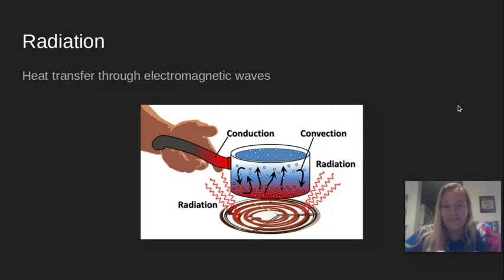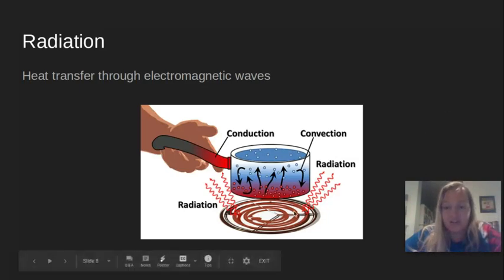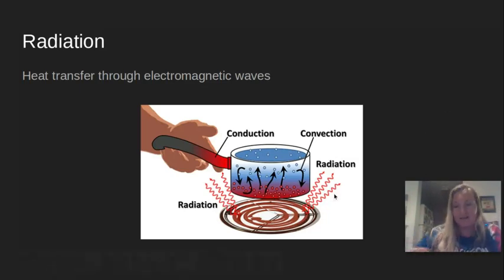All right, lastly, we have radiation. So radiation is heat transfer through electromagnetic waves, specifically infrared waves. So this travels just like light. It can travel through space. That's why we can feel heat from the sun. That's radiation. So radiation is when you can feel heat without actually touching anything. So an example here, if you were to put your hand kind of near this burner and feel the heat coming from it, you're feeling electromagnetic waves or radiation.